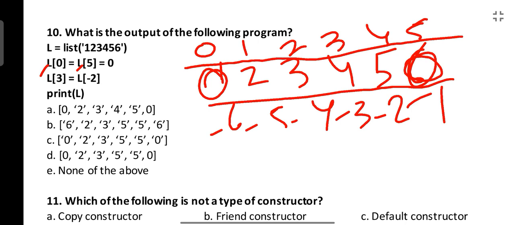And L[3] will be replaced with the value of L[-2]. It means the third element will be replaced with the element at index minus 2. So minus 2 is this 5 and index 3 is 4. So the value at minus 2, which is 5, will come here also. So here it will also be 5. So the resultant list will be 0, 2, 3, 5, 5, 0. The correct option is option C, 0, 2, 3, 5, 5, 0. I hope this is also clear.